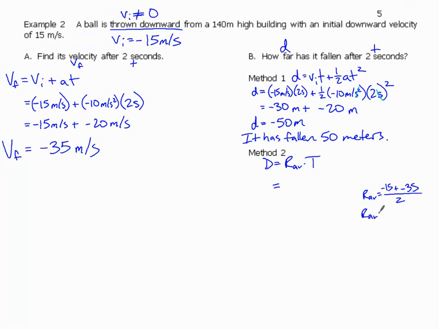So the average velocity over this interval is negative 25 meters per second. So we plug that number back in, negative 25 meters per second, and the time is 2 seconds. Seconds will cancel, and your distance is negative 50 meters. So you're going to get the same answer using both methods. It just depends on your preference as far as which one you want to use.